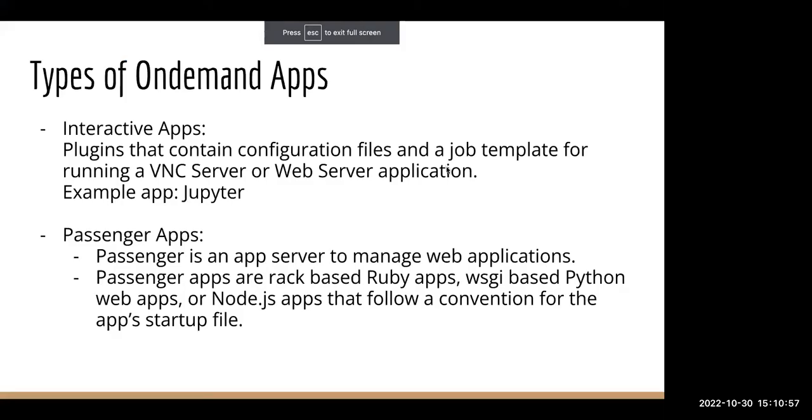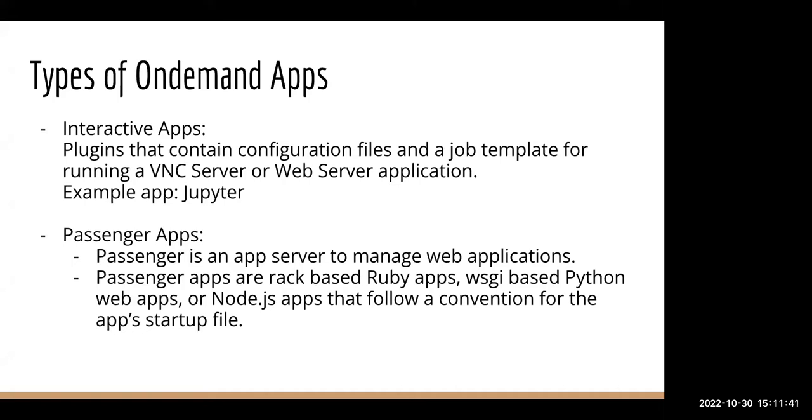The next type of application is passenger applications. So what is passenger? Passenger is like an application server, and passenger apps are full-blown web applications that we can build and run directly using Open on Demand. So this enables us to support more custom use cases. If we don't wish to run a plugin, we can build our own web application, and those are called passenger applications. And this directly allows us to build Rack-based Ruby applications, WSGI-based Python applications, or Node.js applications.